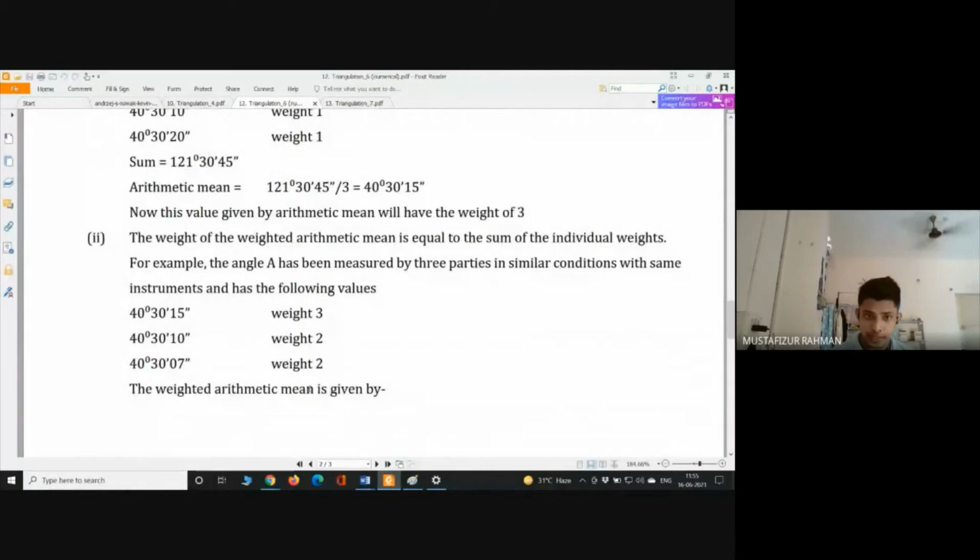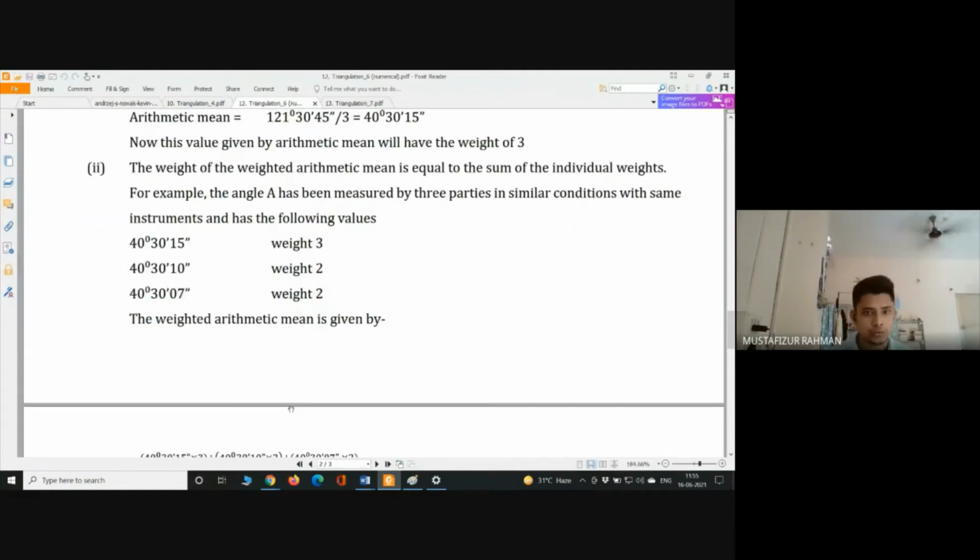Then if we take weighted measurements, say for example, the same angle is measured by 3 groups. One group measured it 3 times and noted down the mean value. Another group measured it 2 times and noted down the mean value. And another group also measured it twice and noted down the mean value. So this is weighted measurement already, right? Now we have to do the weighted arithmetic mean.